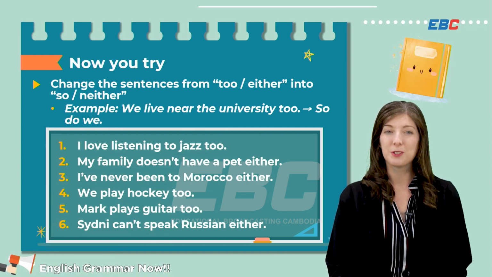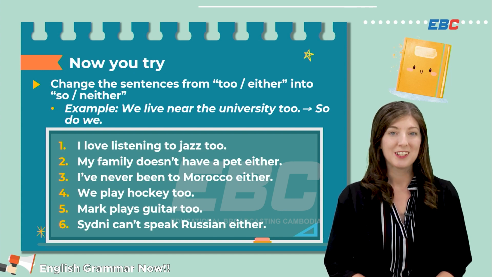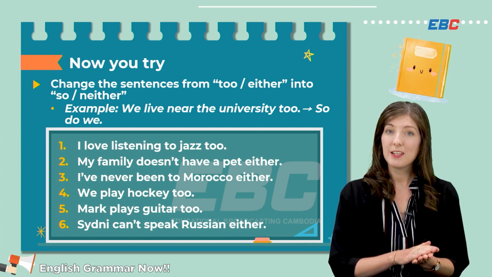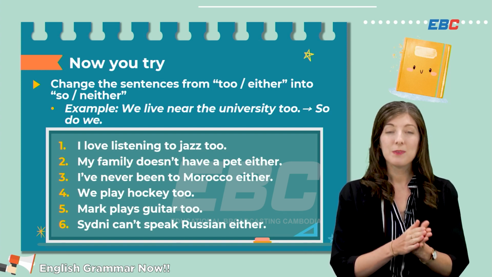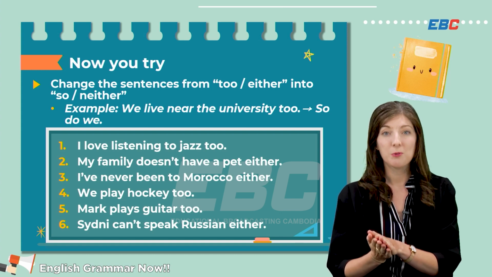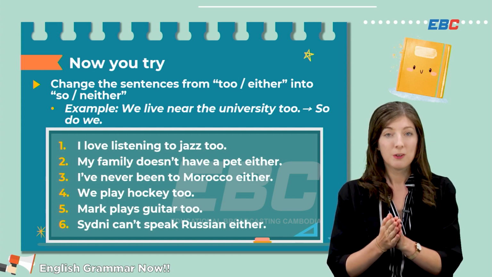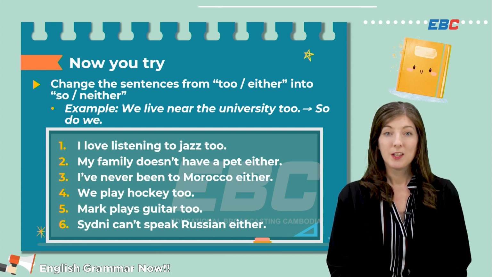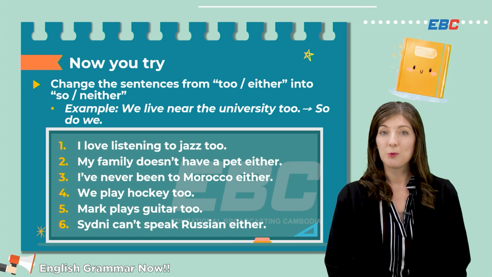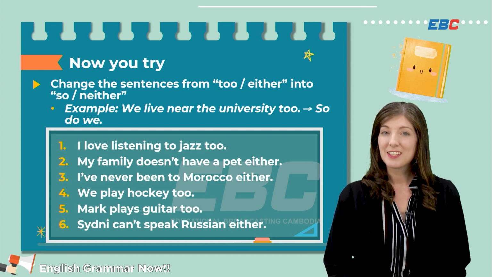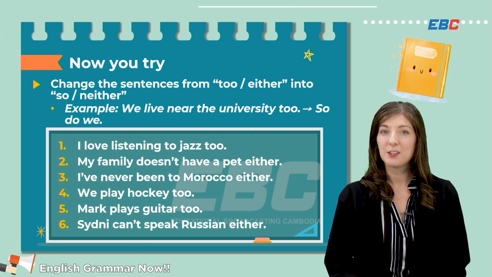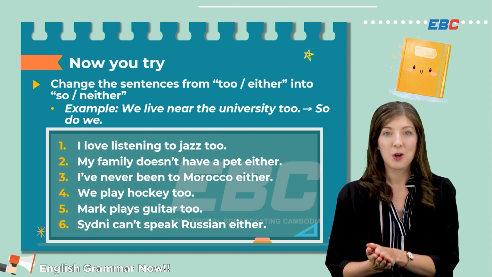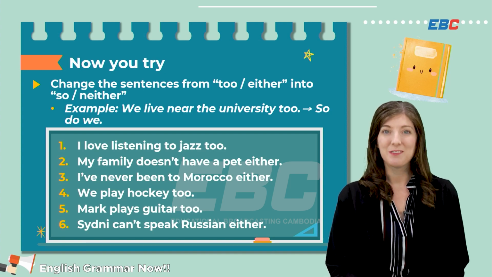Here's another one for you to try. This one is more challenging. We have sentences that have too or either, and you can change them into sentences that use so or neither. For example, we live near the university too. You could change this into so do we. Take a look at these 6 sentences and see if you can convert them from using too or either into so or neither. Give it a try.